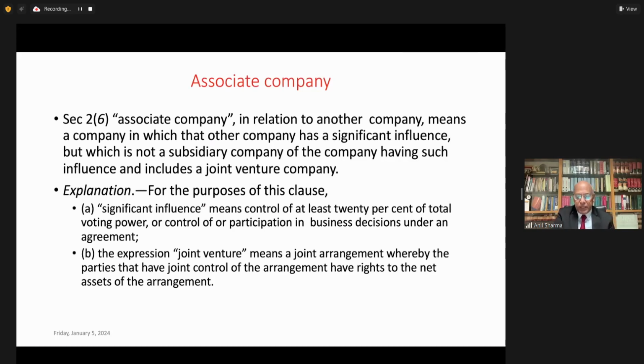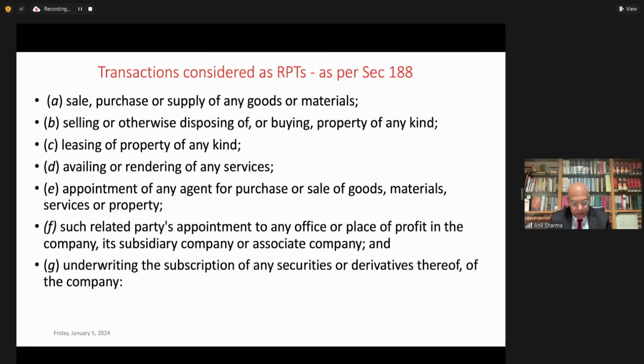Similarly, in the case of an associate company, clause 6 of section 2 is required to be seen. There you can see that it says that it has a significant influence, but is not a subsidiary company of the company. And significant influence, it's again a rule-based definition. It says control of at least 20% of total voting power, or control or participation in business decisions under an agreement. So if under an agreement they can participate in each business decision, and they control at least 20% of total voting power, then these are the criteria to determine that the other company has a significant influence, and would therefore be considered an associate company of that particular company. Now, these were a few definitions.